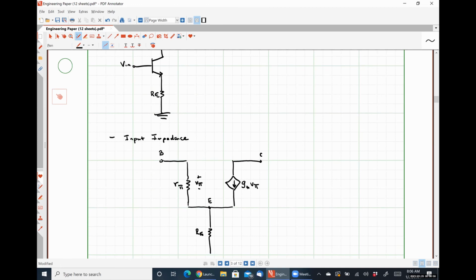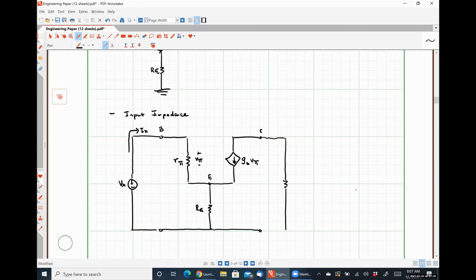Because we are looking for the input impedance, I apply a test voltage, Vx, at my input terminals, measure the current Ix flowing in, and between the collector and ground, I have that resistance RC.